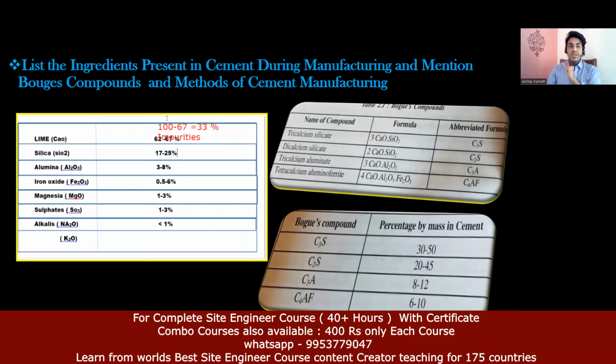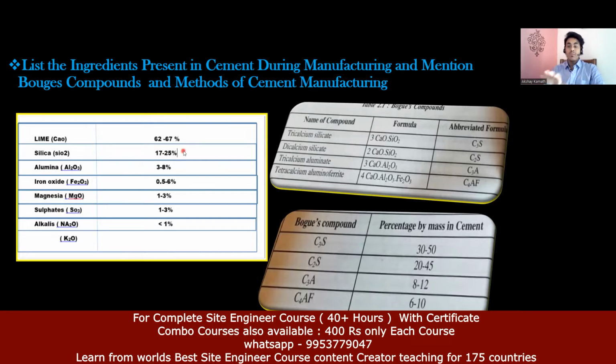And what are these impurities? These impurities are nothing but silica, alumina, iron oxide, magnesia, sulfates, and alkalis. So this is exactly the chemical composition of the cement. Now you might have got an idea: if I don't add silica, alumina, iron oxide and all, this becomes my pure lime. Along with the lime, I'll restrict the percentage to 62 to 67%. The rest 33%, I'll add all these impurities and then my cement is going to get ready. This much is clear.